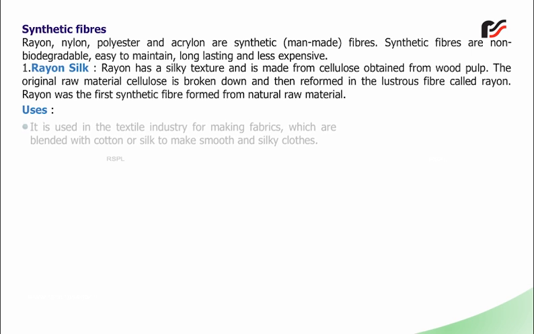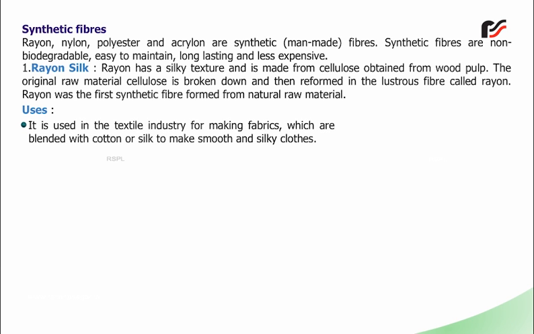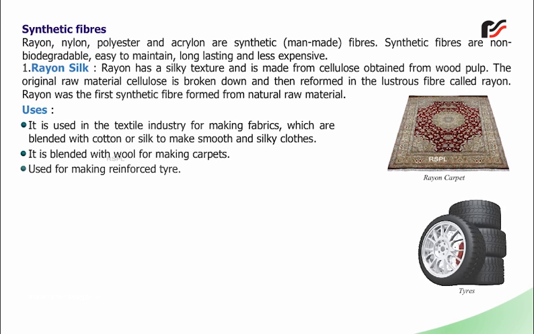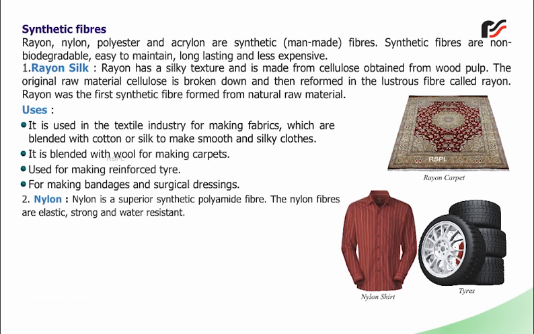Uses. It is used in the textile industry for making fabrics, which are blended with cotton or silk to make smooth and silky clothes. It is blended with wool for making carpets, used for making reinforced tire, for making bandages and surgical dressings. Number 2. Nylon. Nylon is a superior synthetic polyamide fiber.